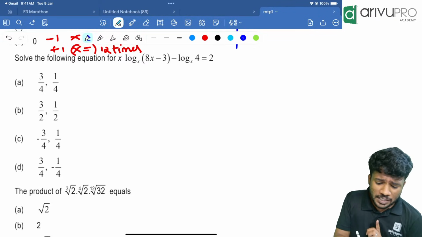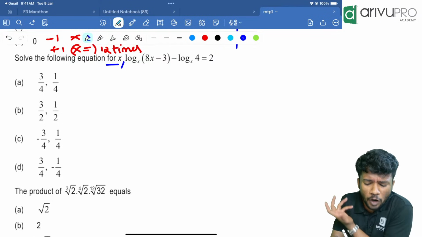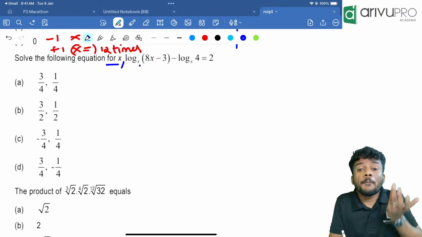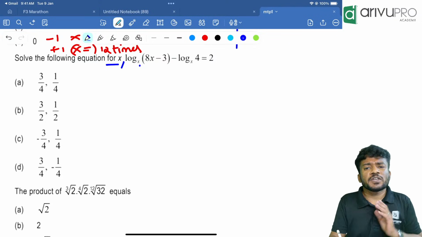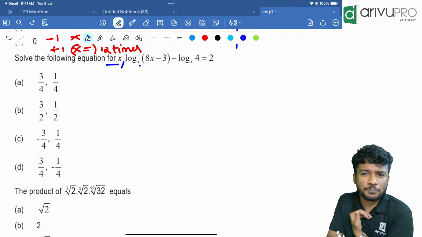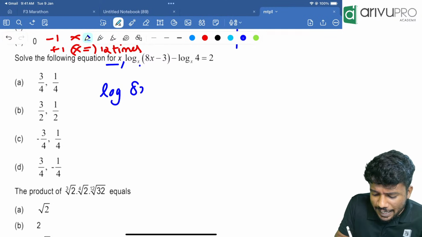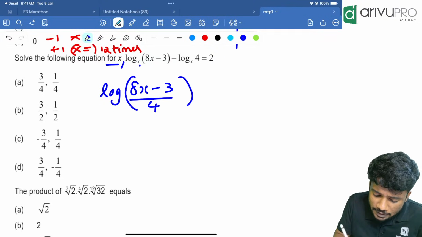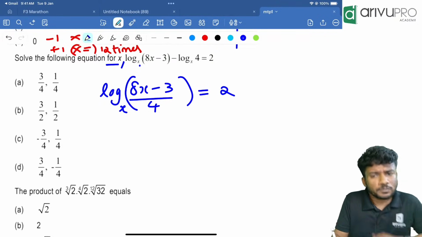To solve the equation for x, we need to find the value of x. What all things are given? Log of 8x minus 3 to the base x minus log of 4 to the base x is equal to 2. We know that log of a minus log of b is the log of a by b. So this can be written as log of (8x minus 3) divided by 4, the entire thing to the base x, which is equal to 2. That we know.